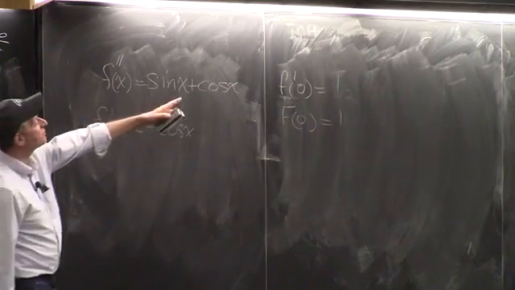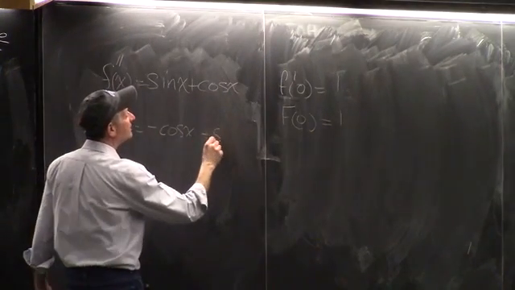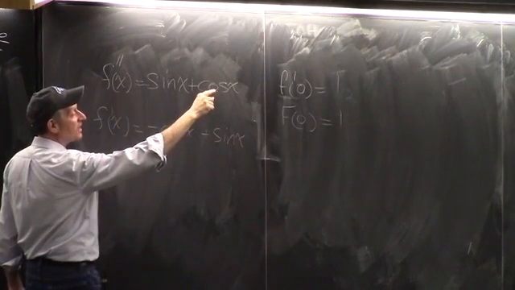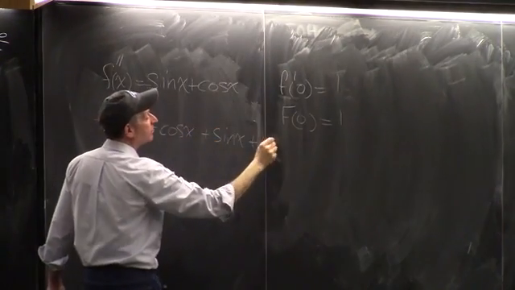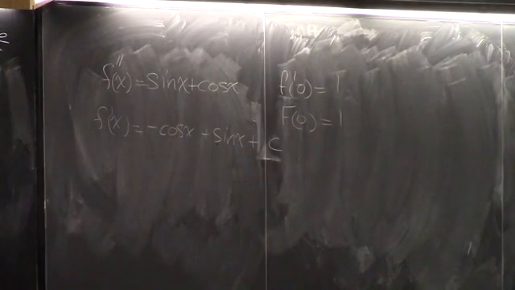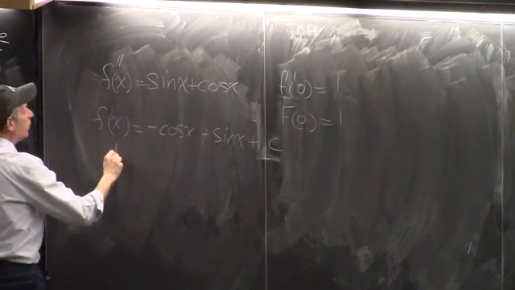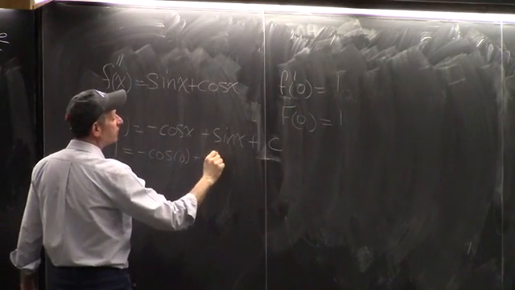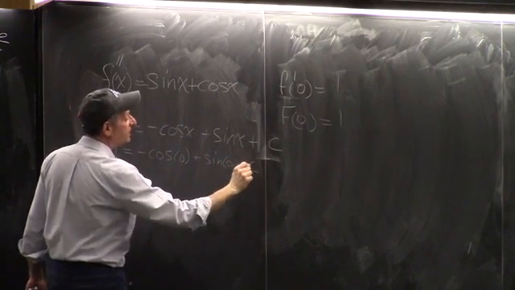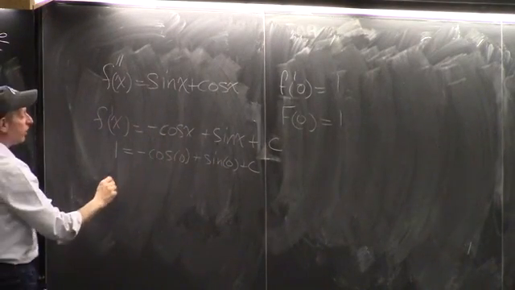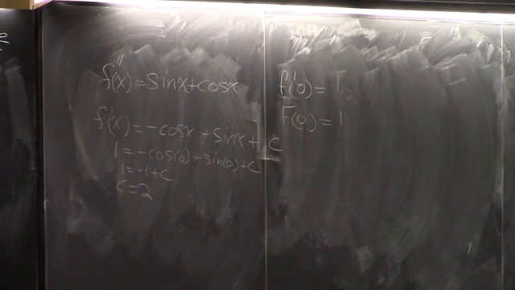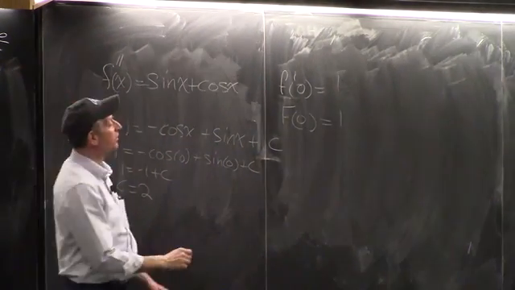The antiderivative of cosine is sine. Just check: the derivative of sine is cosine, so the antiderivative of cosine is sine, plus a constant. And now I know f prime at 0 is 1, so 1 is negative cosine of 0 plus sine of 0 plus c. Sine of 0 is 0, and cosine of 0 is 1. So c equals 2. All right? Now I got to get my original function.